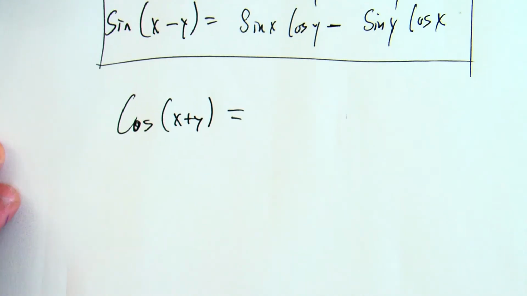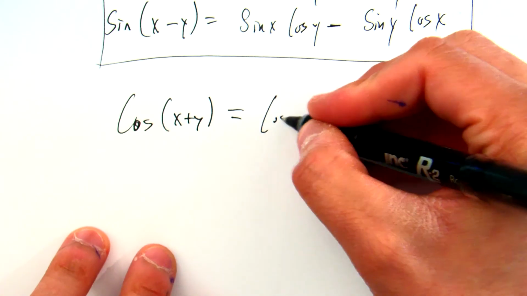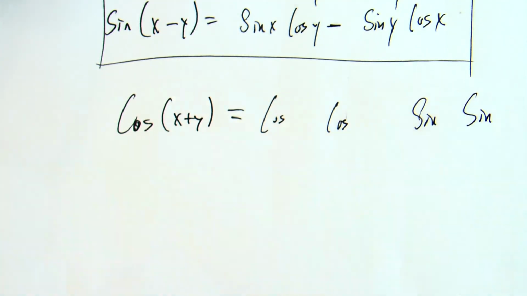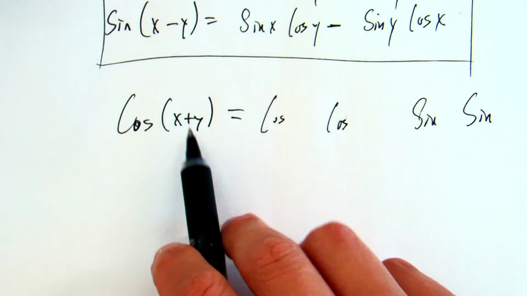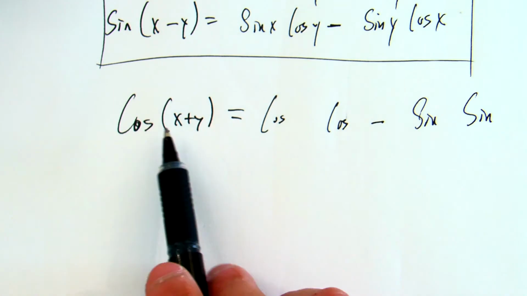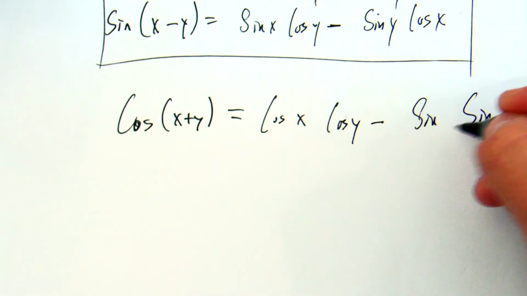Okay, there you go. So cosine looks like the following. Cosine goes cosine, cosine, sine, sine. It's like a song, right? So you write cosine, cosine, sine, sine. And cosine changes the sign. So if this is plus, the middle one is minus. And you just fill in your two angles. So it's xy, so you put xy, xy.